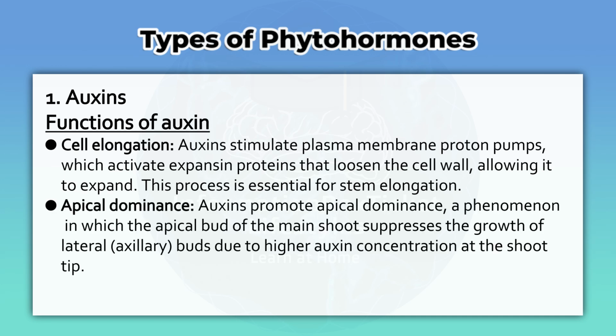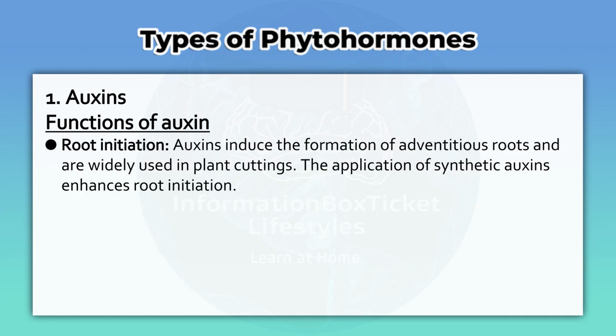Apical dominance. Auxins promote apical dominance, a phenomenon in which the apical bud of the main shoot suppresses the growth of lateral, axillary buds due to higher auxin concentration at the shoot tip. Root initiation. Auxins induce the formation of adventitious roots and are widely used in plant cuttings. The application of synthetic auxins enhances root initiation.